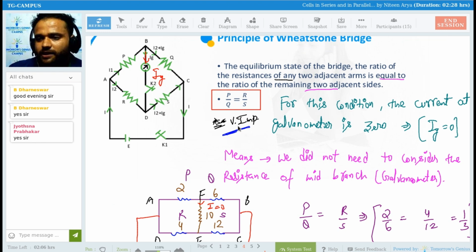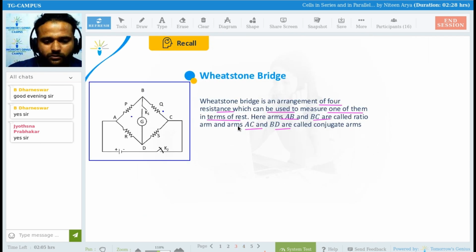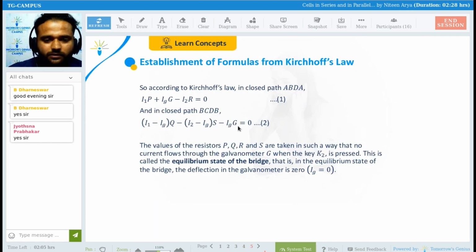Because we are going to use KVL, Kirchhoff's voltage law, in that particular law we are going to use this condition. If Ig is 0, then only this condition is going to be fulfilled. Okay, so this is done. So, establishment of the formula from Kirchhoff's law.